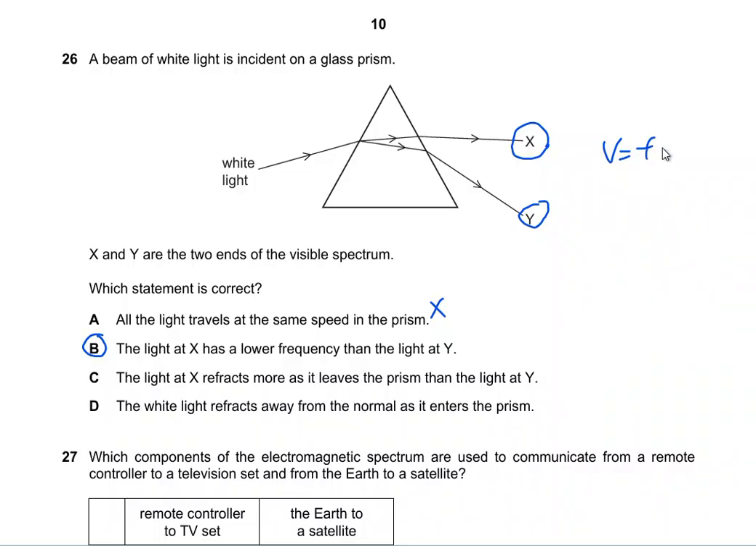v equals f lambda, remember the formula. Refracts more, well no, it refracts less. White light refracts away from the normal. White light has broken, man. So D.